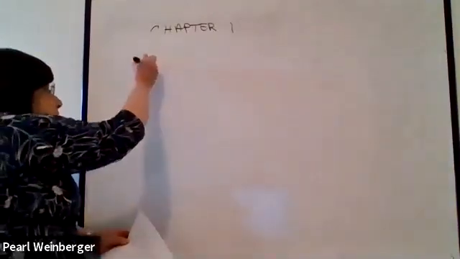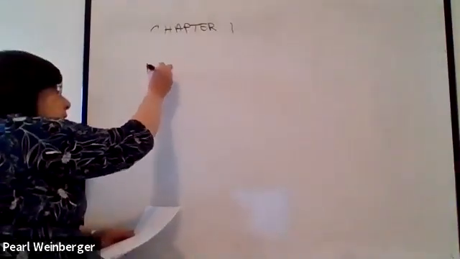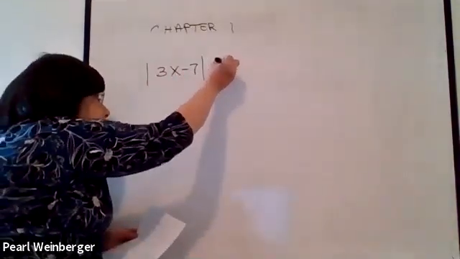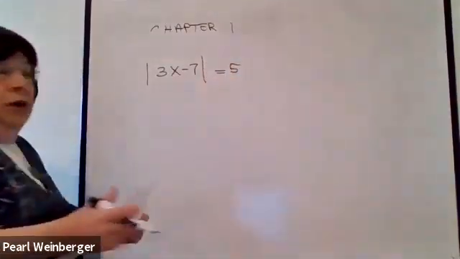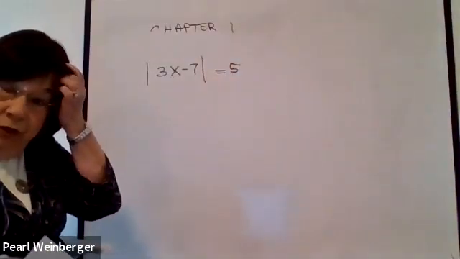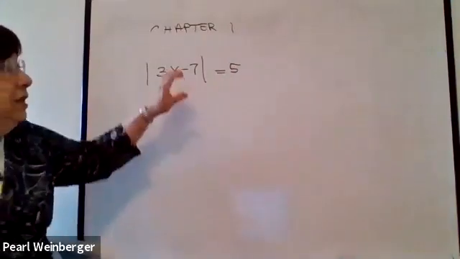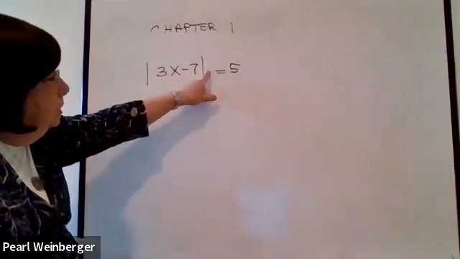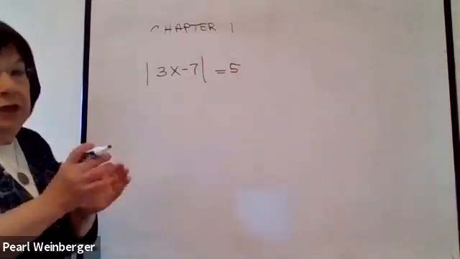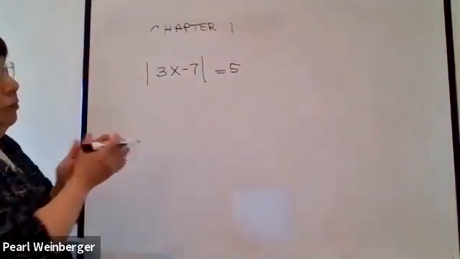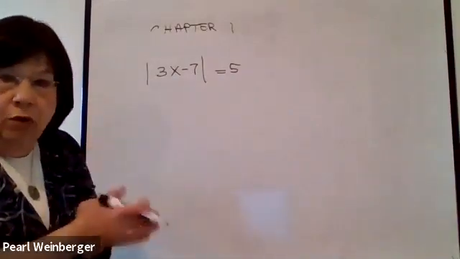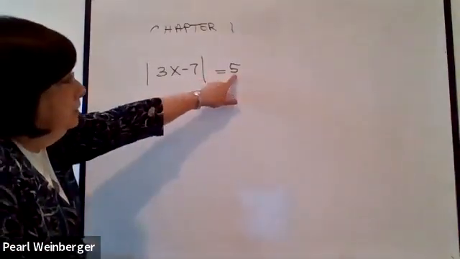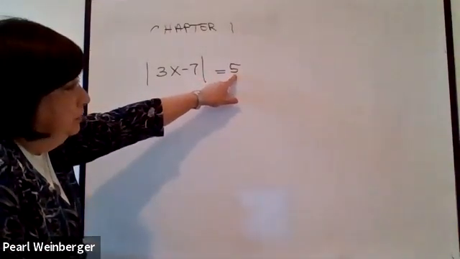Let's say I gave you something like this. The absolute value of 3x minus 7 equals 5. What you want to do when you have an absolute value equation is, number one, see if there's anything outside the absolute value. Let's say there was a +2 over here. You first have to bring it to the other side. You have to start out with your absolute value being all by itself. It has to be isolated.